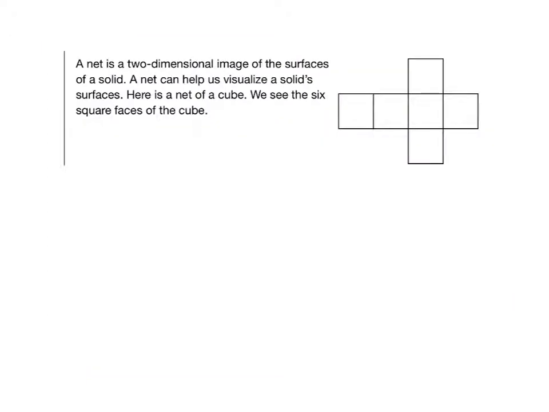Okay, before we get to that example, I want to talk to you about nets. A net is a two-dimensional image of the surfaces of a solid, and this is a net right there. That's basically taking a cube, like a box shaped like a cube, opening up the box and laying it flat. This is called a net, and it helps us visualize a solid's surfaces. So this is the net of a cube. See, there are 6 faces of the cube, and they're all squares. So that's an example of a net.